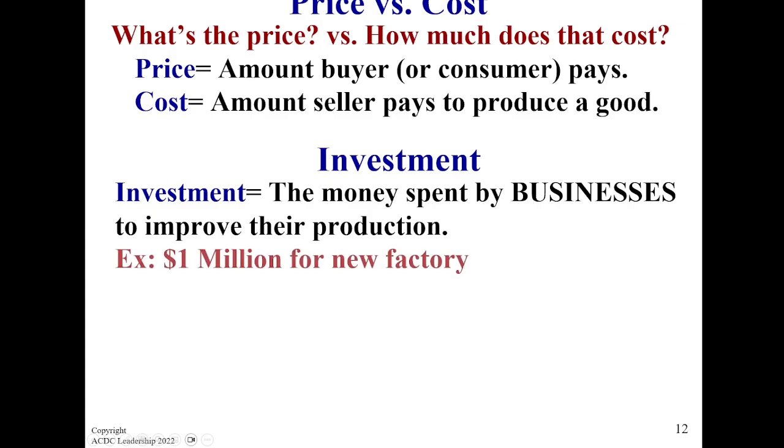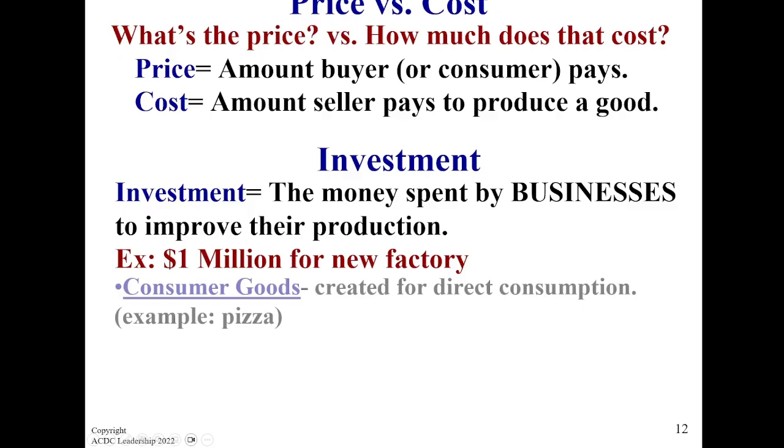For example, if they had collected 1 million over the course of their profits and they pay that for a new factory, now their costs go down. So this is like investing essentially.